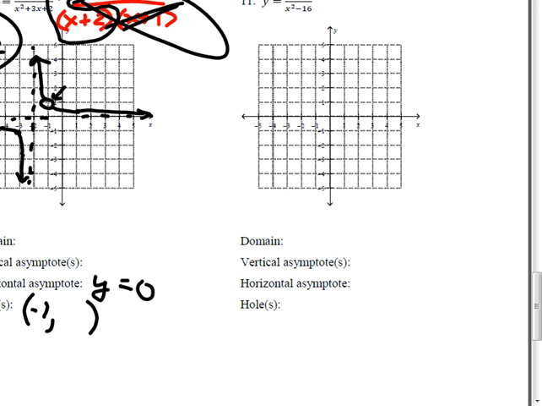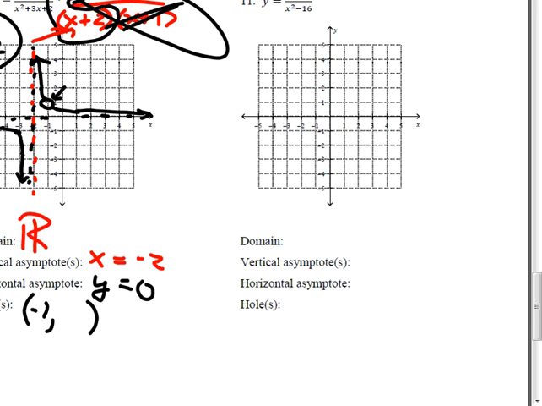So what's the vertical asymptote? Vertical means up and down. That means this line right here. And that is at x equals -2. Where could I have also found it? Right there. The thing that crashes the denominator. And the last thing is the domain.